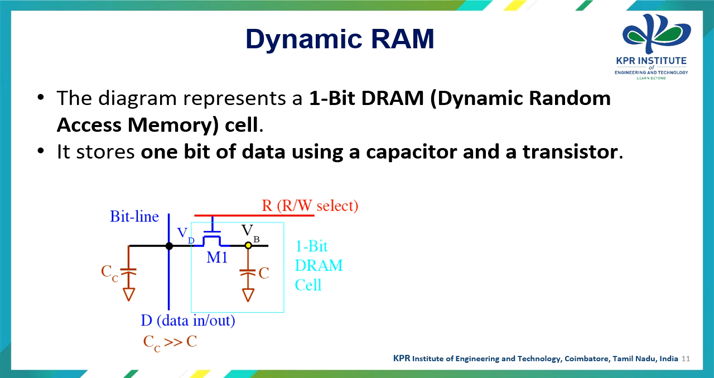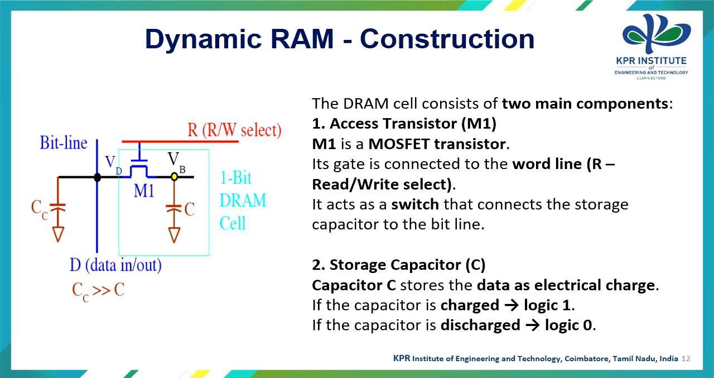Along with this, you have the bit line, data in and data out. Whenever CC is much greater than C, the data in and data out process takes place. You can also see the read and write operation selection line in the circuit. Now let's move on to the DRAM construction.